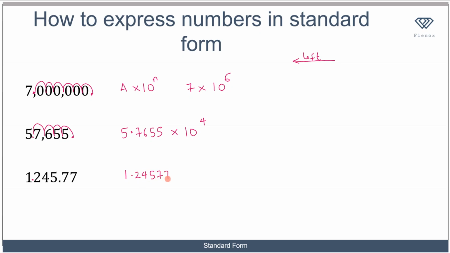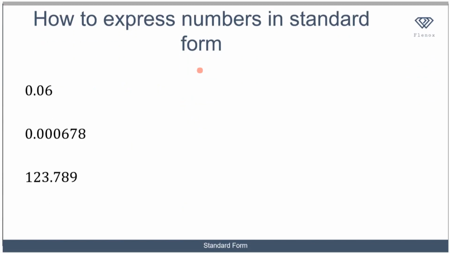I have 1.24577 times 10 to the power of, how many times did I move the decimal point from here to here? I just have to count. I moved it 1, 2, so that will be twice. The reason why the exponents are positive in this case is because I was moving my decimal point from the right towards the left direction. But let's look at some examples in which I will have to move towards the right direction.